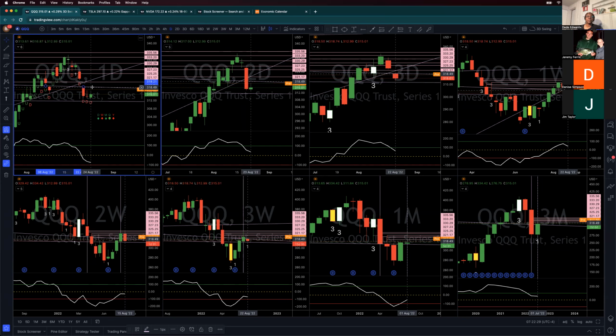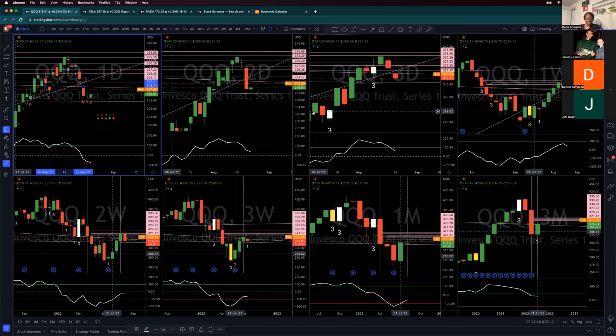But if price trades inside this range, which obviously, guys, again, this is our 3-day, if it trades inside this range, may get a little choppy. So we want it to break above 318.74, which is the high of this 3-day candle.